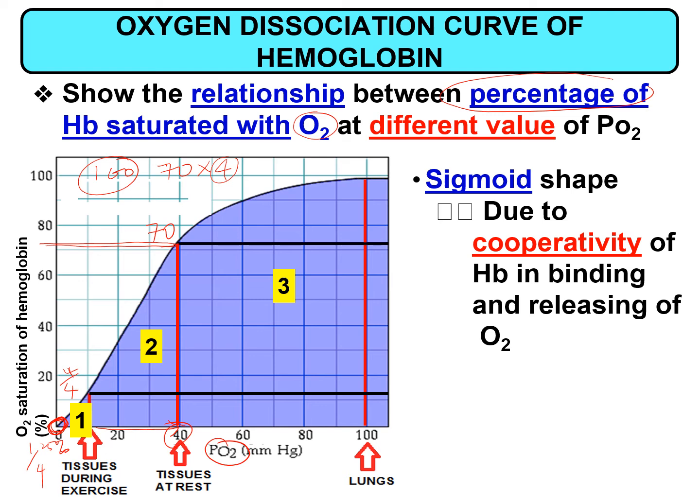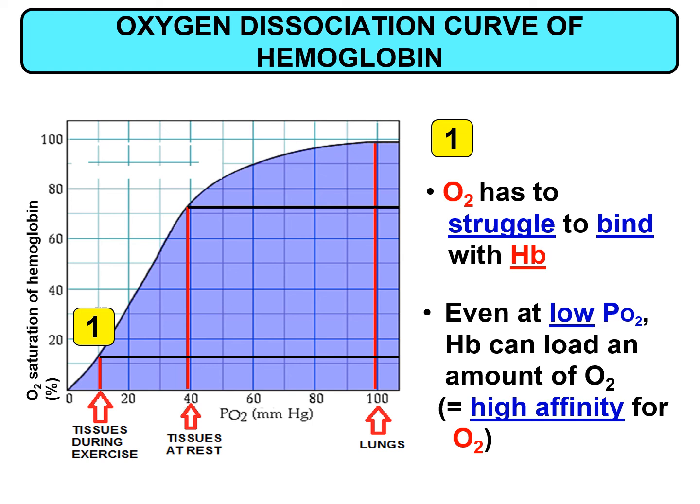The sigmoid shape is called sigmoid due to the cooperativity of hemoglobins. What happened here and what happened here? At low partial pressure of oxygen, the oxygen has to struggle to bind with hemoglobin. That's why here it is zero, and here only about 10%. So if there are 100 hemoglobin, only 10 hemoglobin are full of oxygen. The others may be only 1/4, 2/4.